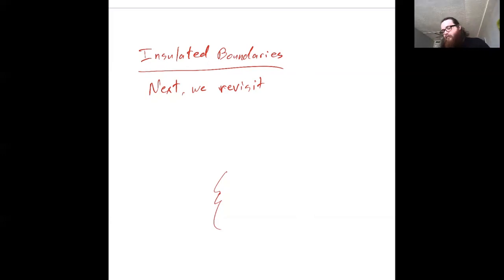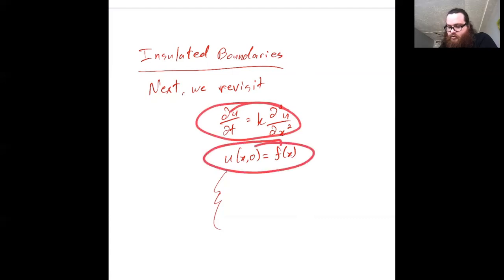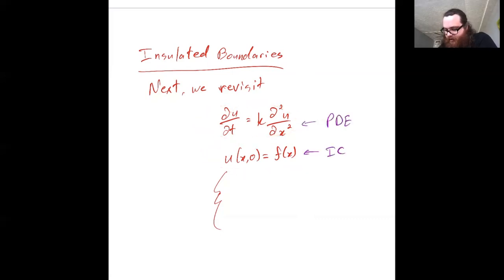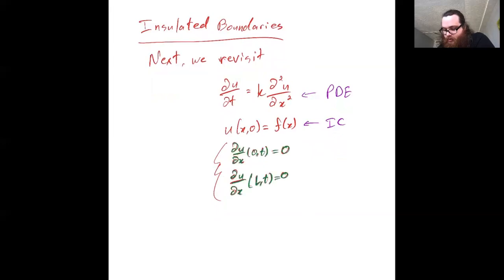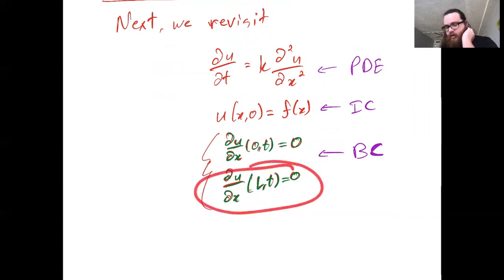And so in this case, we're going to revisit the same differential equation: heat equation, initial condition. I think I wrote them here. Yeah, heat equation, initial condition. But now for the boundary conditions, we're going to consider this setup, where we're saying that the heat flow at the left endpoint is 0. It's an insulated boundary. No heat is coming in or getting out of our system. Likewise, at the right endpoint, L, there's no flow of heat.